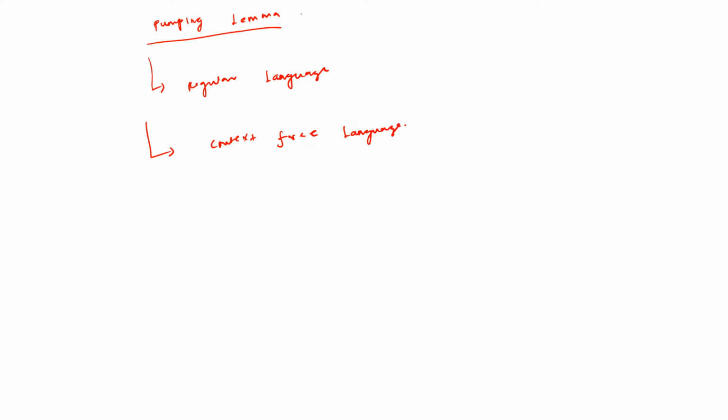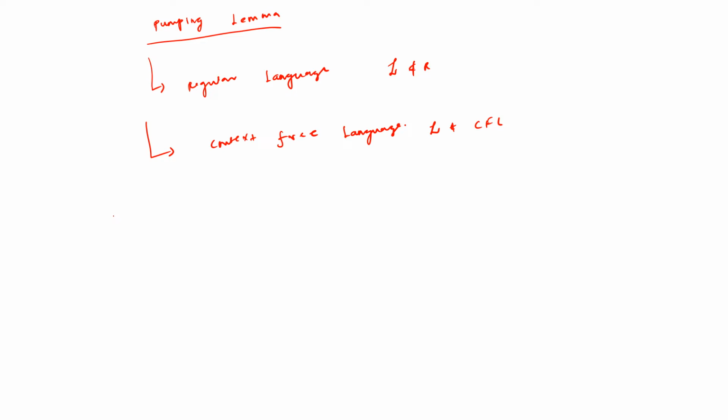Now, this pumping lemma is a concept that you will use to tell if a given language is not regular or if a given language is not context free language. You cannot use pumping lemma to show if a language belongs to regular language, but you can use pumping lemma to show a language does not belong to regular language. So what does this mean?